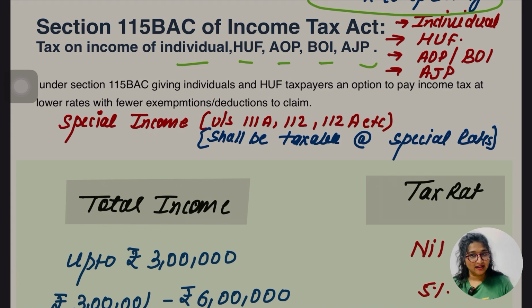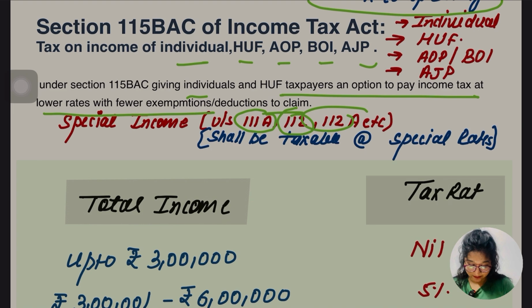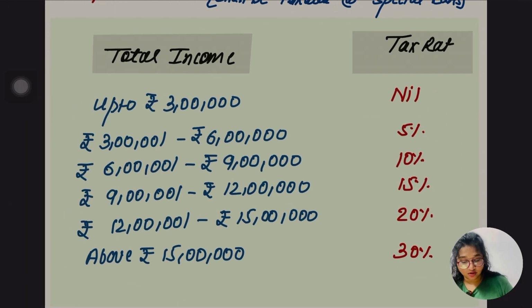The section BAC gives individual and HUF taxpayers an option to pay income tax at the lower rate with fewer exemptions and deductions to claim. Special income would be taxable at the special rate which is mentioned in that section, which is section 115A, 112, 112A, 111A. So let's go for what the total income is, and what the tax rate is going to be.